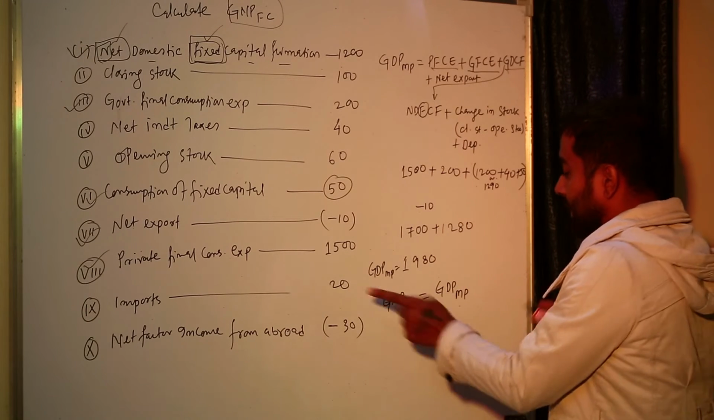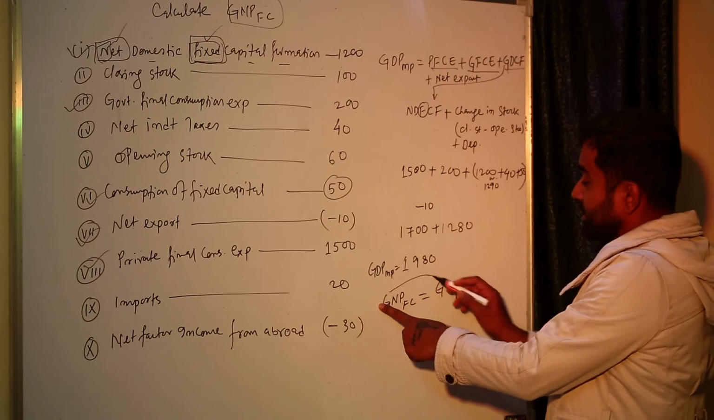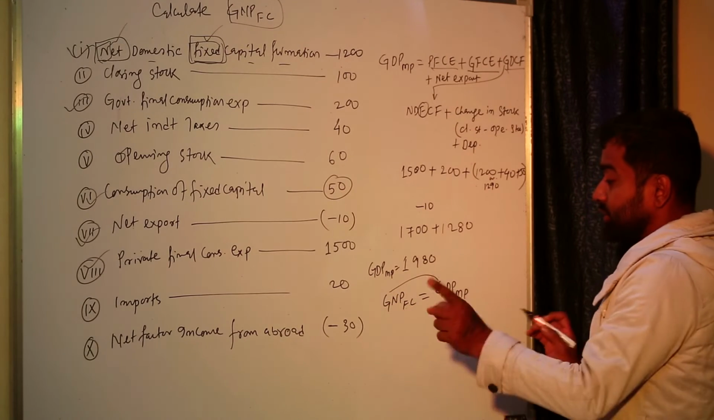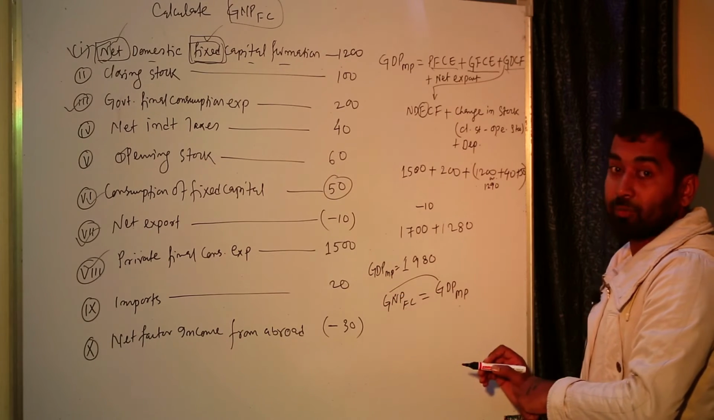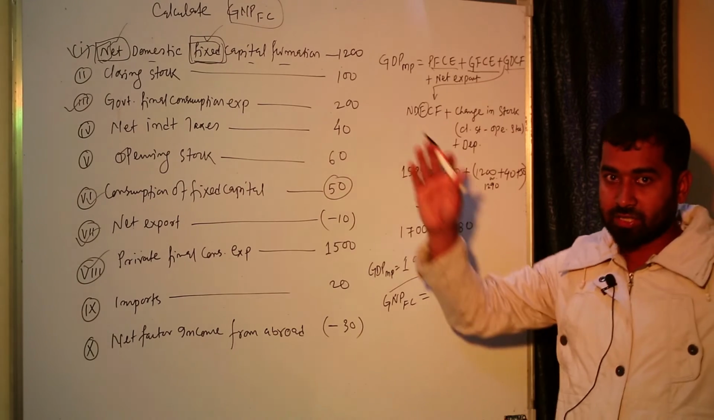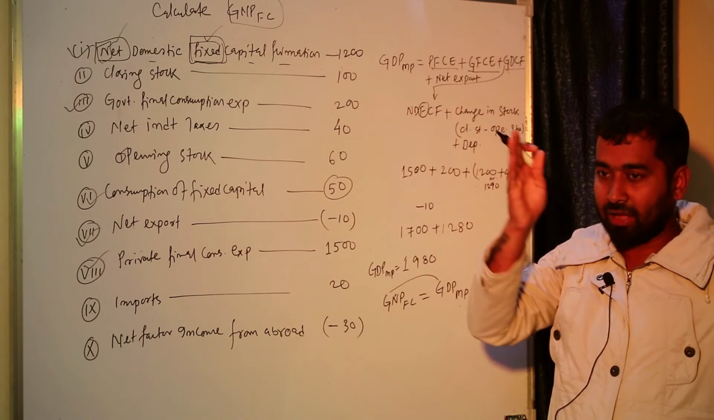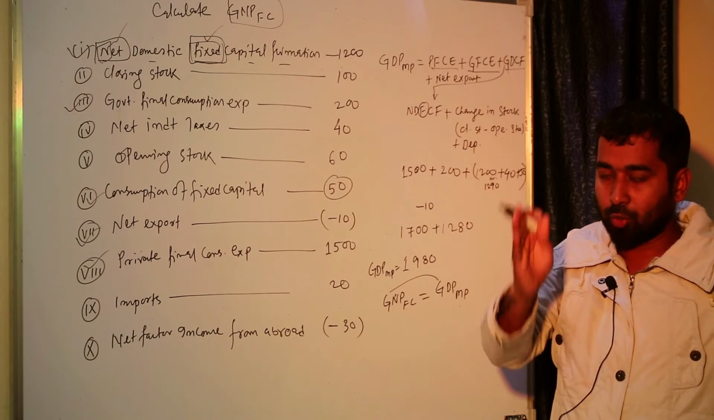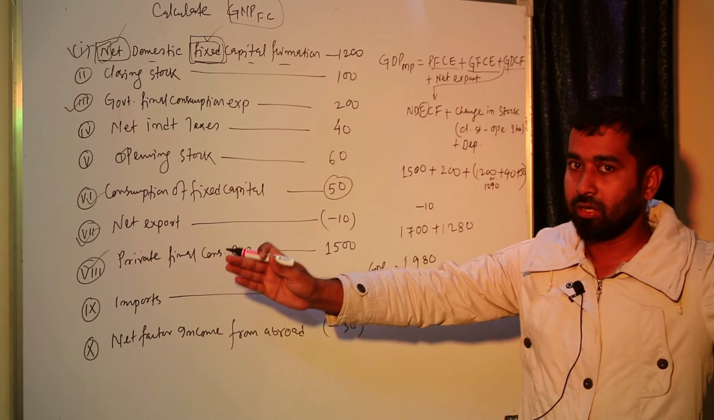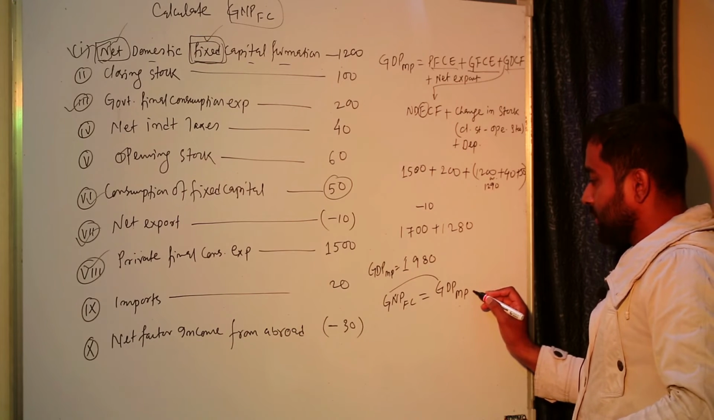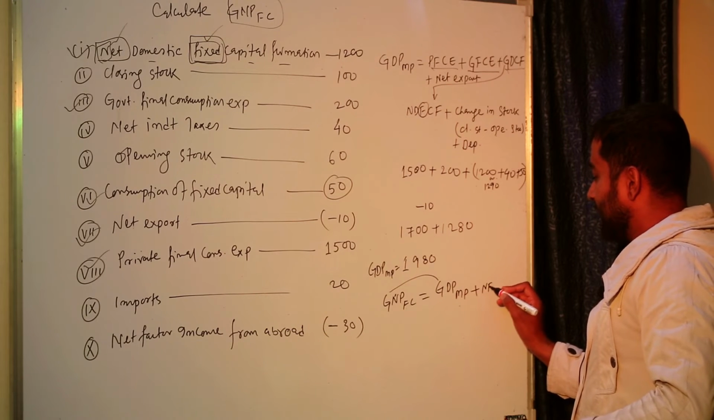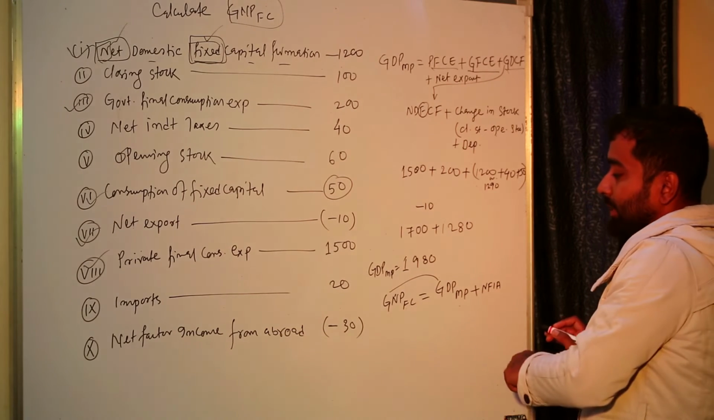GDP MP. Now change one by one. See G, no changes. That is gross, no changes. But the national I am going to make from domestic. National is bigger one, domestic I am having lesser one. So the domestic to national, add NFIA, net factor income from abroad.